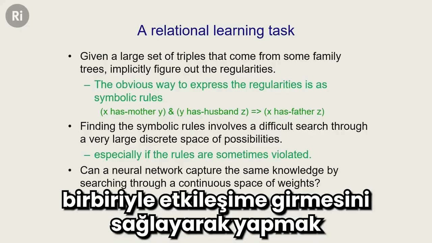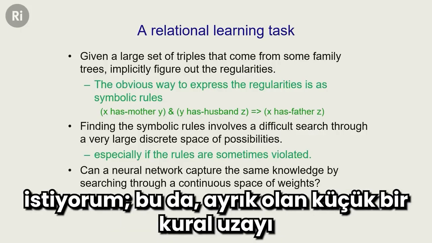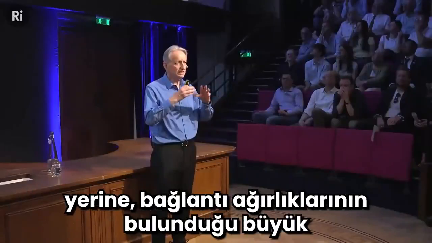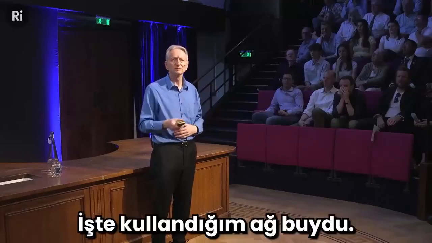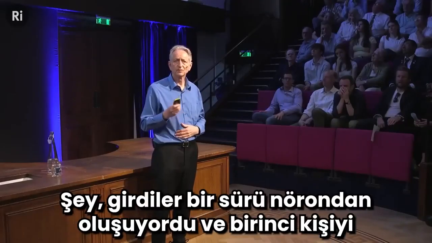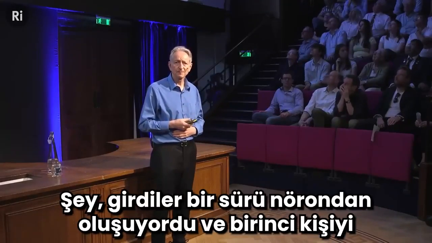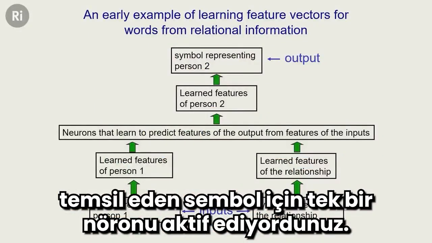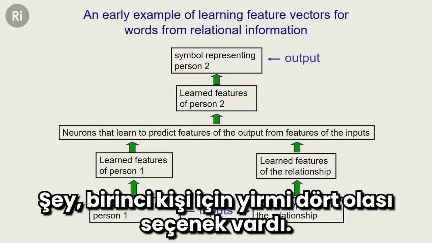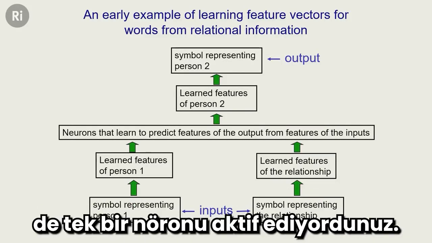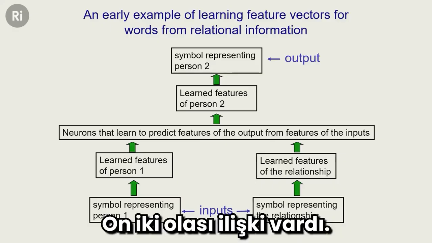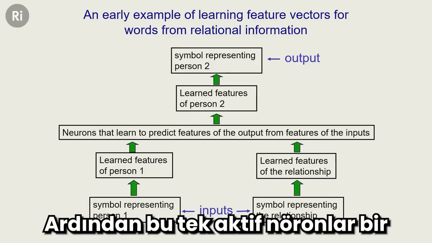I wanted to do it by learning features for words and having interactions of features. That would involve searching a big continuous space of connection strengths instead of a small discrete space of rules. So this was the network I used. The inputs were a bunch of neurons, and you turn on one neuron for the symbol representing person 1. There were 24 possible person 1s. And you turn on one neuron for the symbol representing the relationship. There were 12 possible relationships.